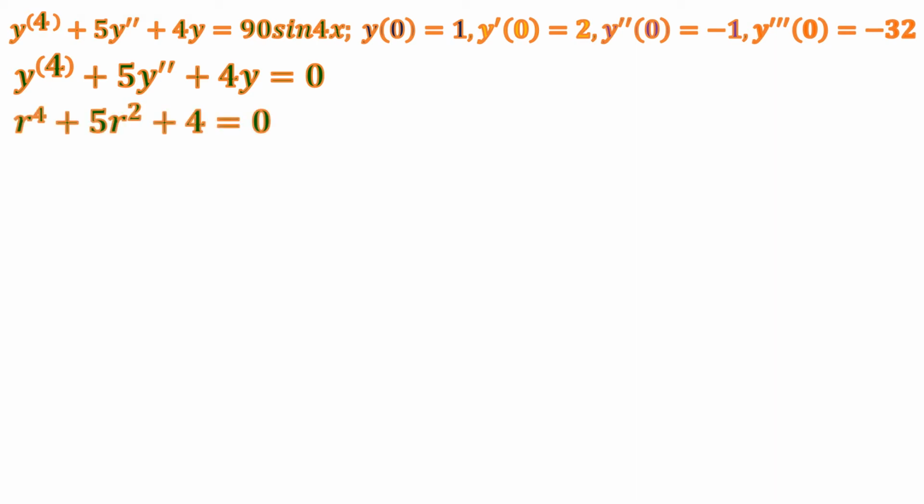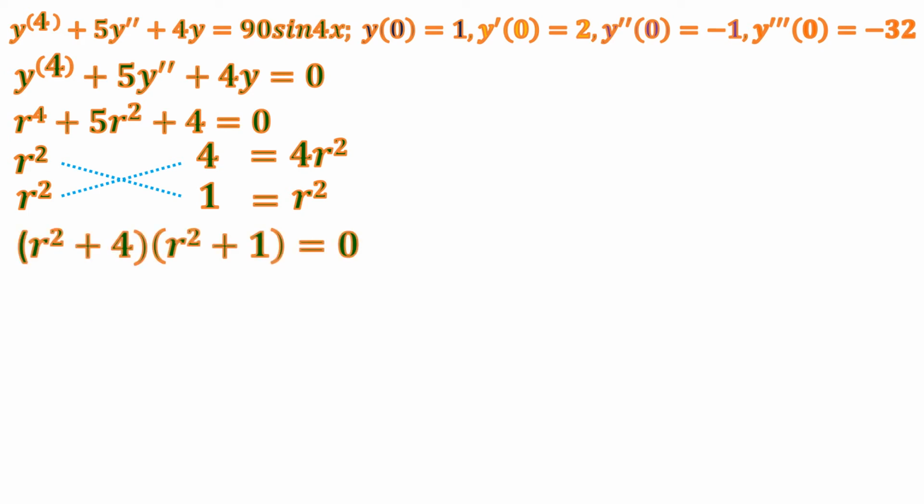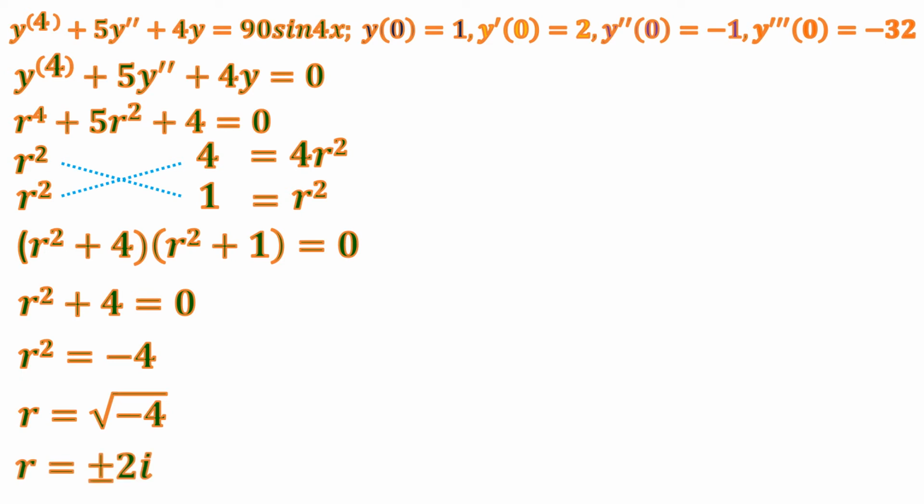Then the auxiliary equation, which is factorable with r squared and 4 and 1. And then we cross multiply to check the pairing. So it will be 4r squared and r squared, which is a sum of 5r squared, which is correct. So the factors are r squared plus 4 and r squared plus 1. And so we're going to solve for the roots. So r squared equals negative 4, and take the square root of both sides. r is plus and minus 2i. So the same as the r squared plus 1.